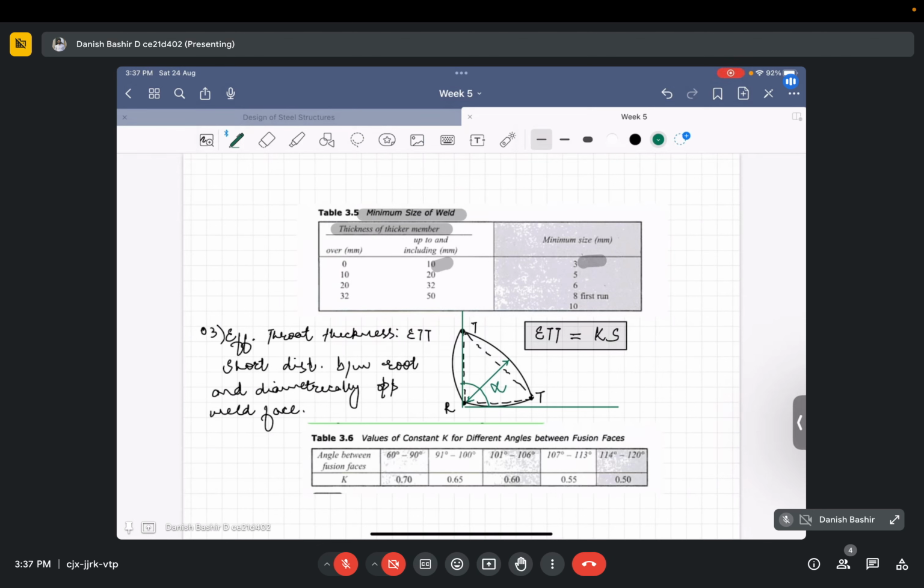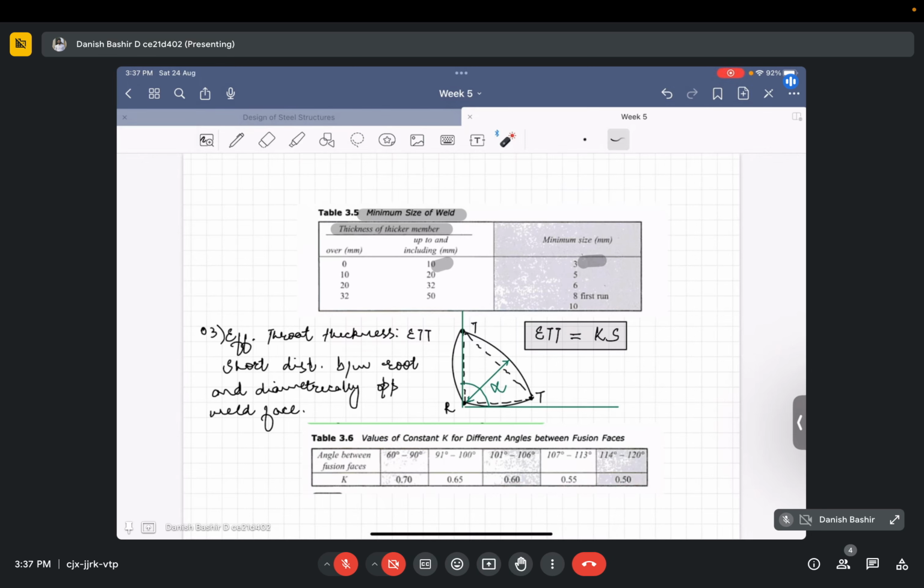As per the code here, we have a table. For the angle between the faces from 60 to 90 degrees, we take the value of K to be 0.7, 0.65, 0.6, 0.55, and 0.5 accordingly, for the effective throat thickness.